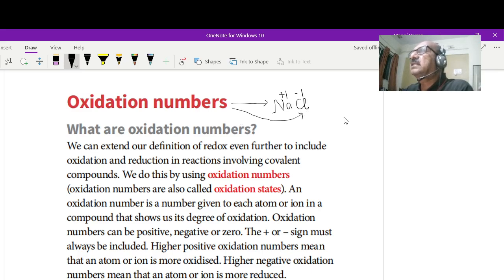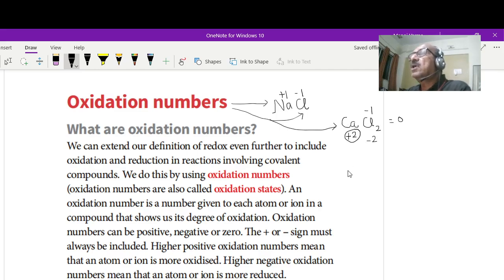Similarly, if you go to the next example, say CaCl2. As you already know, chlorine has a -1 charge, so two chlorines together have a -2 charge. Since the overall charge must be equal to 0, to balance this -2 charge, calcium should have a +2 charge. Now this +2 is the oxidation number of calcium in calcium chloride. So oxidation number is simply the charge that you see in an element when it is combined.